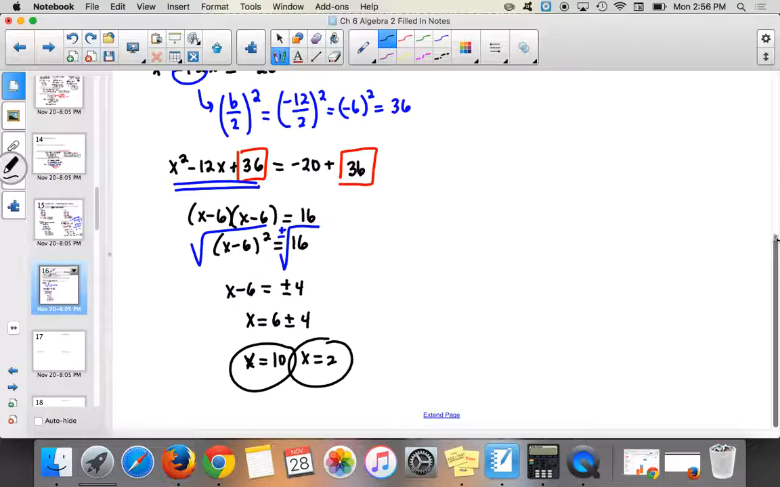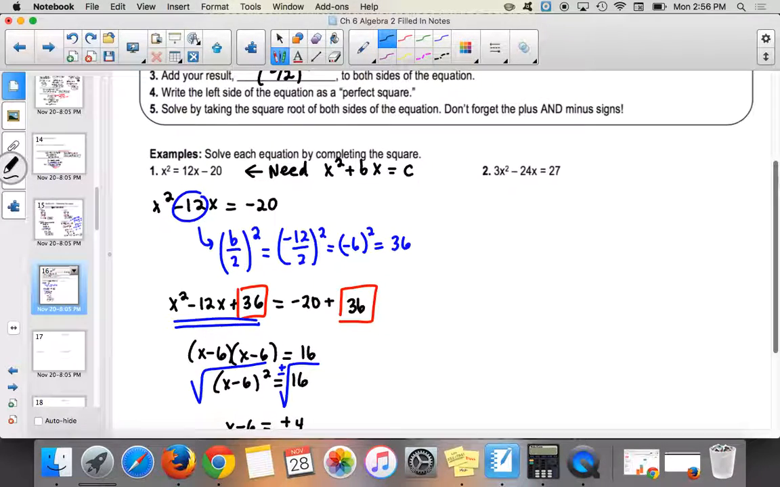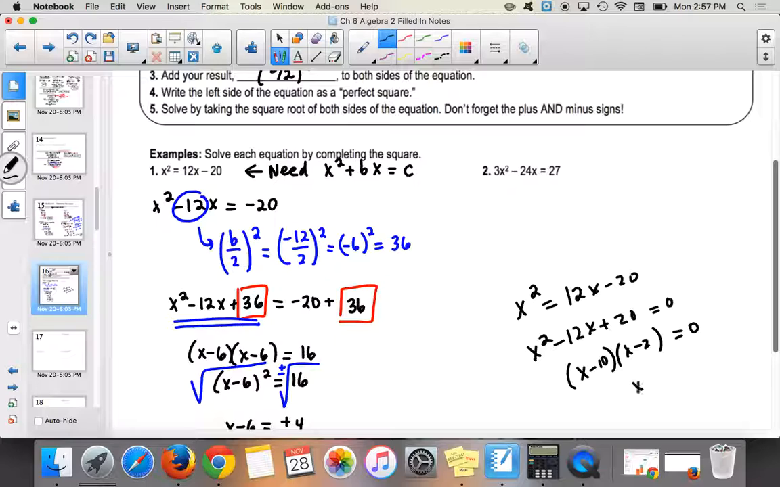So could I have found that in another way? Yeah, in that case I could have factored. Did you guys see if I had x squared equals 12x minus 20, I could get them all onto one side, and I can factor. So I can do x minus 10 and x minus 2, and I get answers of 10 and 2. Exactly the same thing.